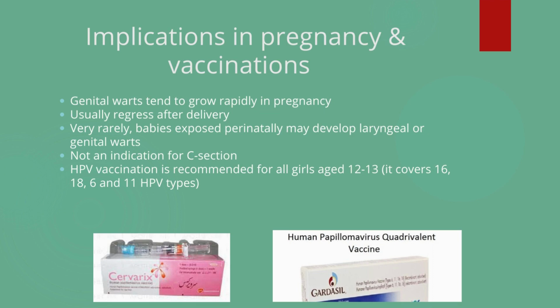Implications in pregnancy and vaccinations. Genital warts tend to grow rapidly in pregnancy and they usually regress after delivery. Very rarely, babies exposed perinatally may develop laryngeal or genital warts. It is not an indication for C section. HPV vaccination is recommended for all girls aged 12 to 13. It covers 16, 18, 6, and 11 HPV types.